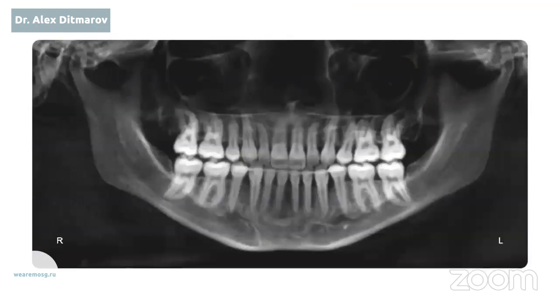And this is the panoramic image which I took just yesterday. And you can appreciate that all her roots are parallel. This is an important issue for stability.